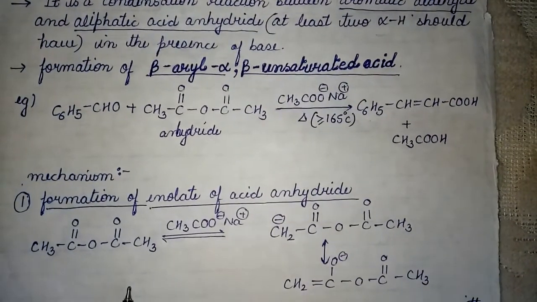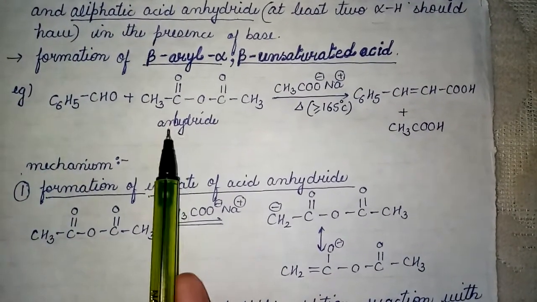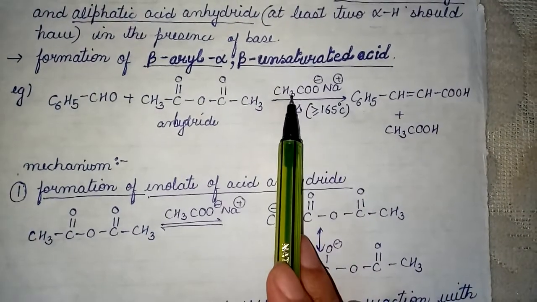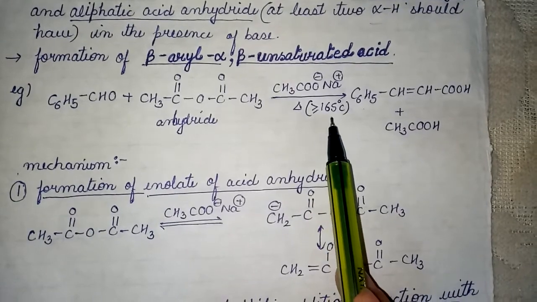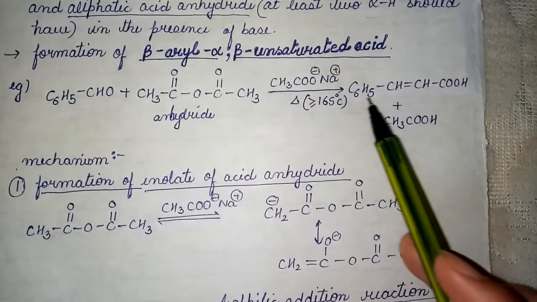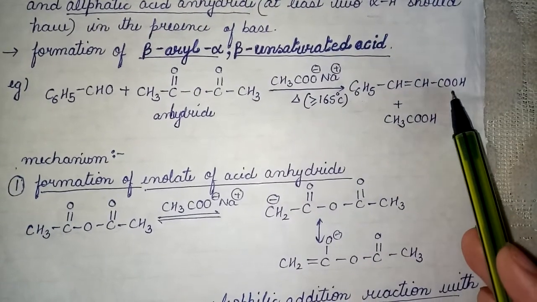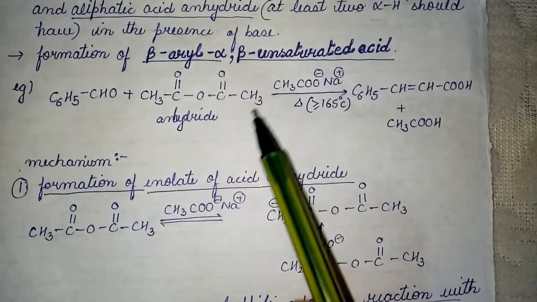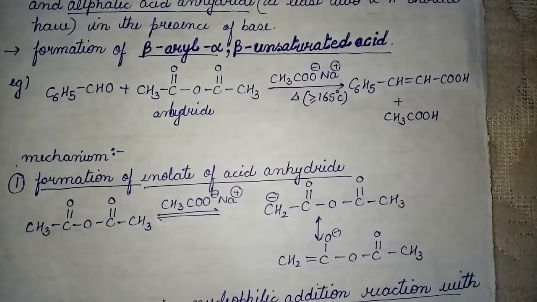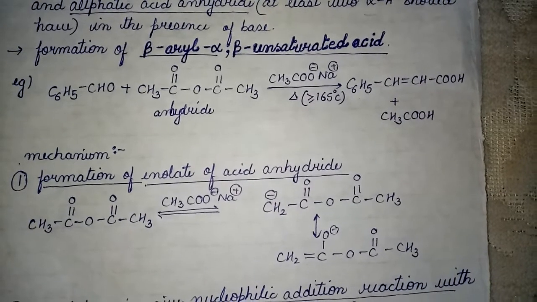I have given an example of benzaldehyde, which is an aromatic aldehyde, reacting with anhydride in the presence of the sodium salt of the acid. The reaction temperature should be greater than or equal to 165 degrees Celsius to produce the beta aryl alpha beta unsaturated acid. In place of the sodium salt of the acid, we can use pyridine and triethylamine as a base to get a better result of this reaction.